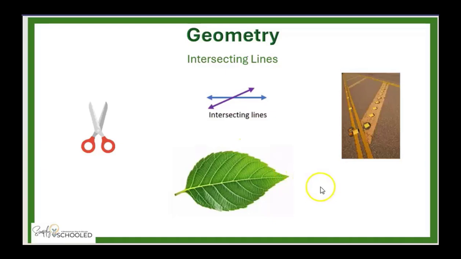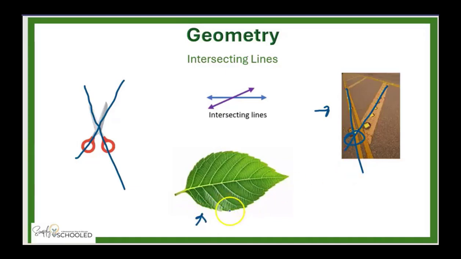Intersecting lines are similar to perpendicular lines, only they do not form a T or a cross. For example, if we look at these scissors and you draw a line here, you can see these will cross each other. Same with the lines on these roads. This line's going this way and this one's going this way, so they cross. Or look at the lines on this leaf. When it goes in here, it's crossing this line, but it's not making a perfect letter T or a cross. It's kind of slanted. Those are called intersecting lines.